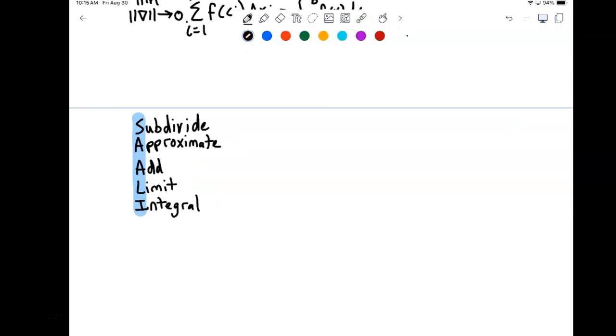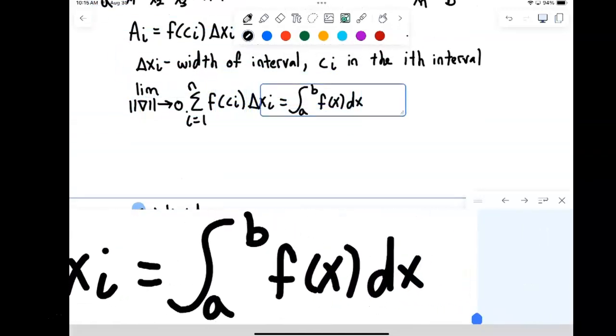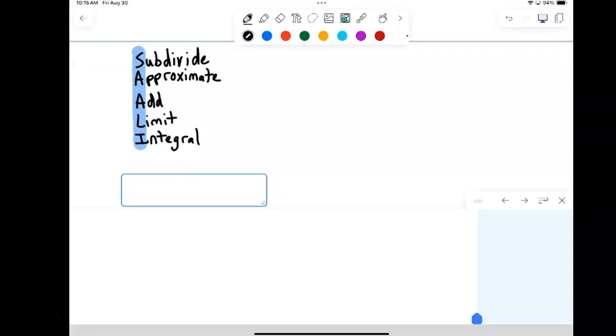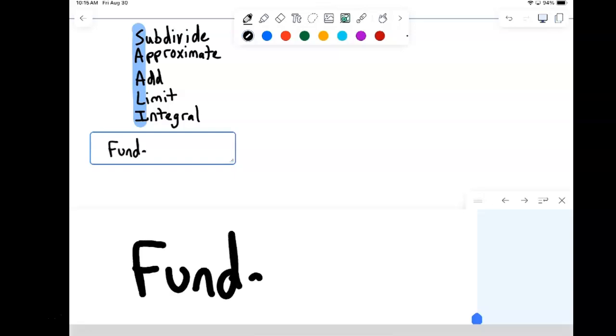But of course, not only did we have that result that allowed us to do definite integrals, that eventually led to the fundamental theorem of calculus, which we can use. All right, fundamental theorem of calculus.